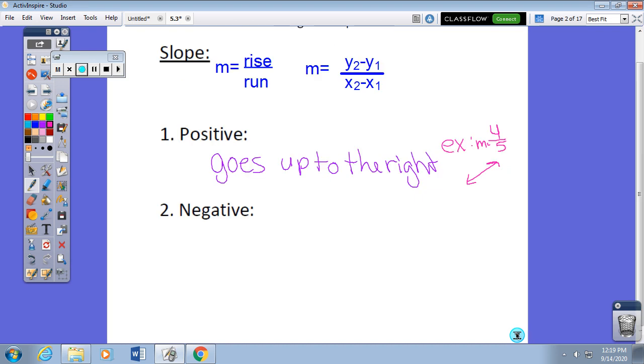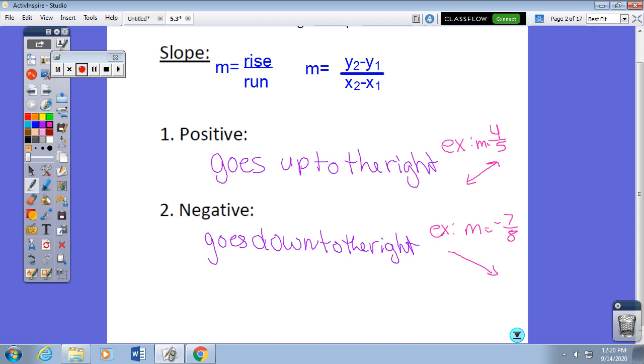Then we have negative slope, which goes down to the right. An example here, m equals negative 7/8. You have a negative there. So this one's going to go downward, like you're sledding downhill. The other's like you're climbing upstairs.